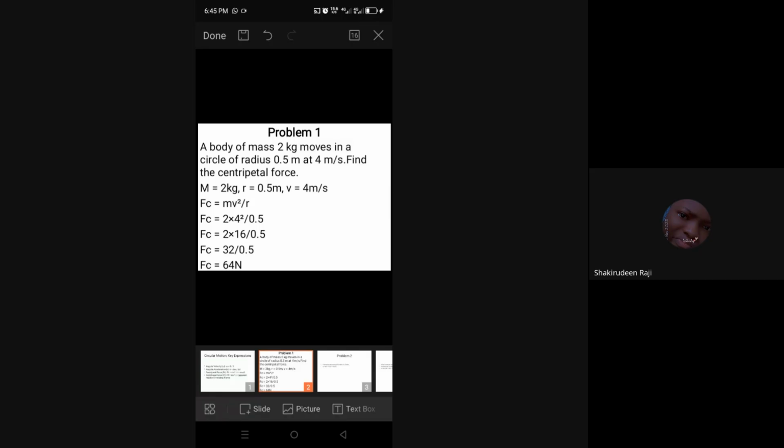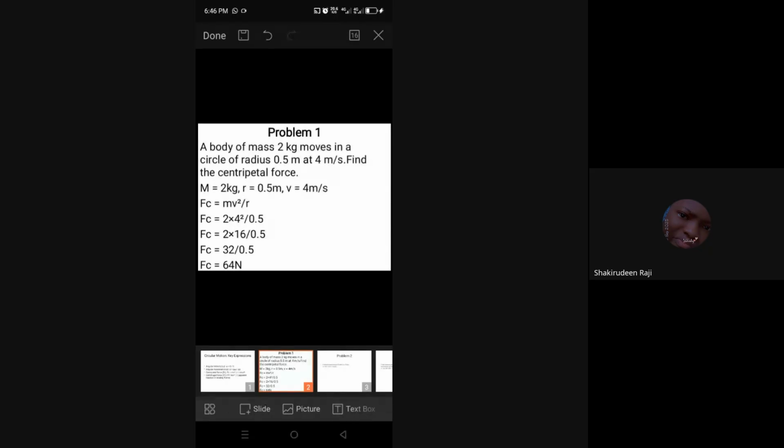Problem number one: a body of mass 2 kilograms. Remember, I keep telling you in every class in physics that you pay attention to the parameters you are given in questions, the values you are given, what they represent. The question has just mentioned mass 2 kg. You write it down. Mass 2 kg moves in a circle of radius 0.5 meters. Radius, you write it down, at 4 meters per second.